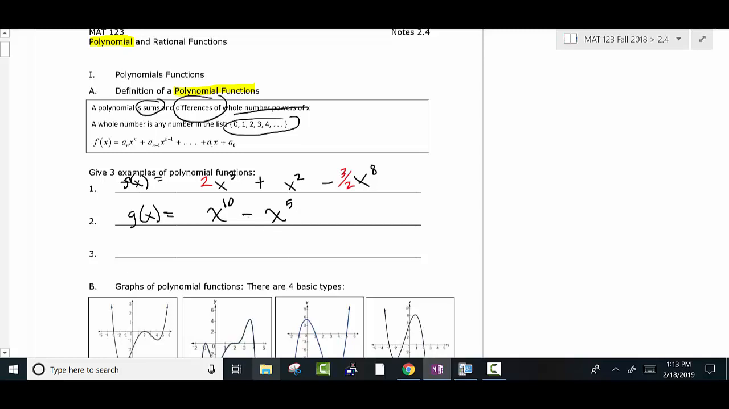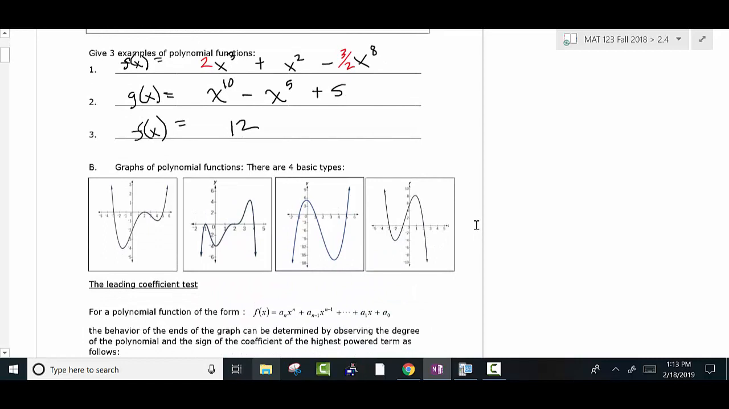One other possibility would be something like this. You could just have a number. That's also a polynomial. You don't have to have an x in there. You could even have a number at the end of those things. So for yourself, think of a polynomial as x's to whole number powers, added or subtracted. That's what they look like. That's the structure.